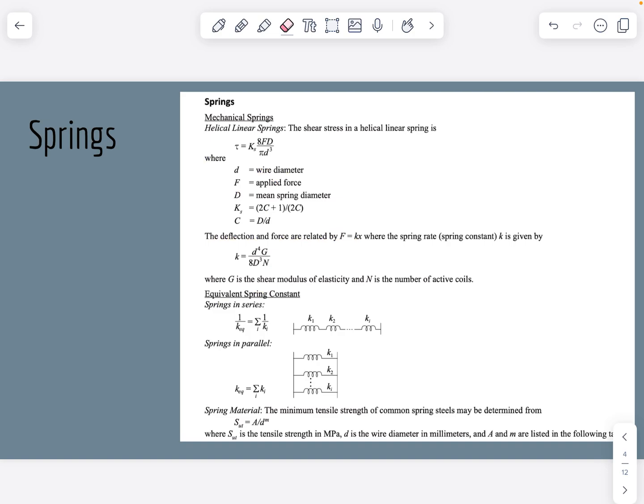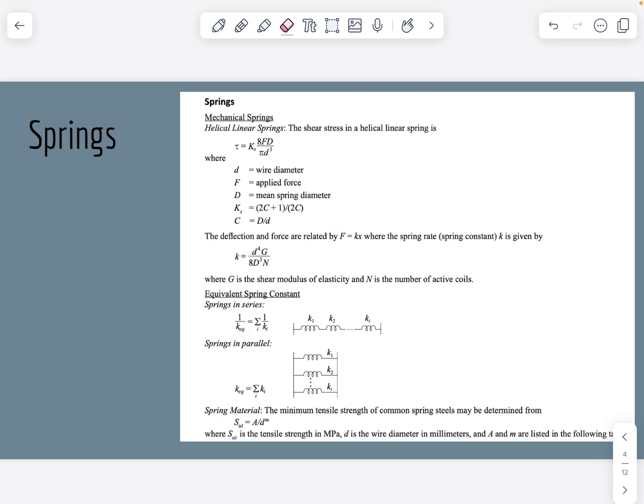So going over springs a little bit, as you can see, the shear stress equation is right there. That's your main equation when you're working with springs. That's the one you're taught. And then you have F equals Kx, which is the spring rate constant, and you can also find that using that equation. It also talks a little bit about springs in series and springs in parallel, all of which should have been covered in previous classes.